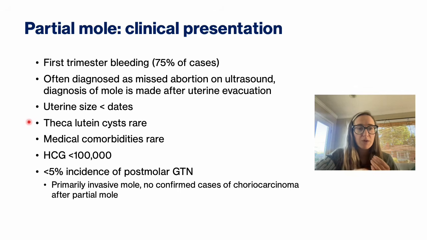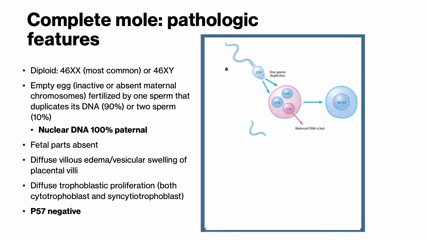These are compared to a complete mole, so the uterine size is usually normal or not greater than whatever dating you have. It's oftentimes rare to see any ovarian cysts, oftentimes rare to see any medical comorbidities, which we'll see all of these in a complete mole. And then oftentimes the beta HCG is at a normal level or just not astronomically high like in a complete mole. And then the incidence of postmolar GTN, or the risk of them developing GTN after this, is usually, we say, 5% or less. And then this is all compared to a complete mole.